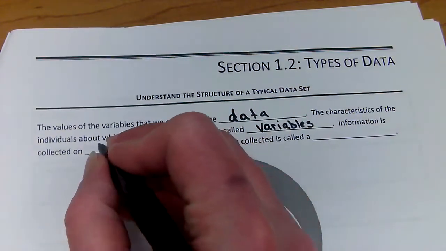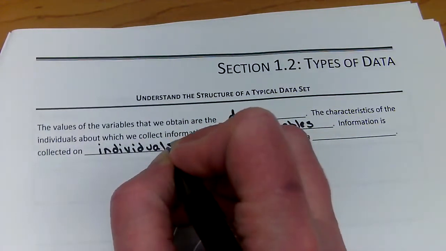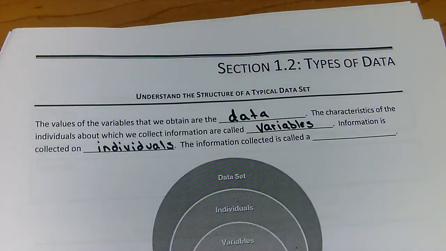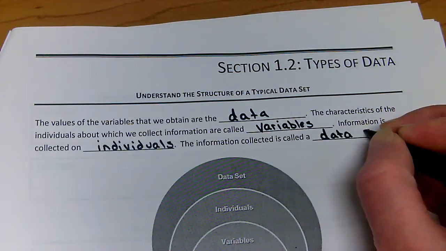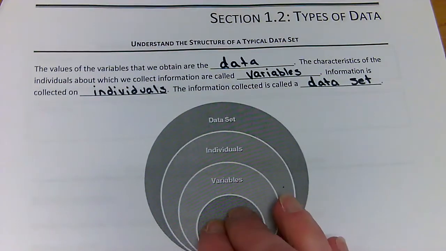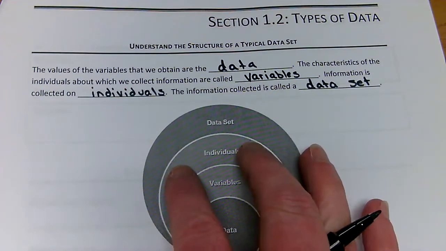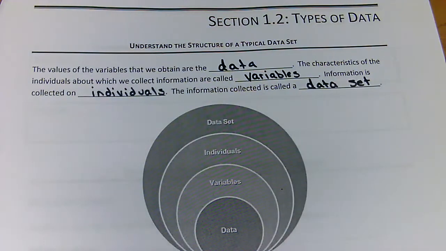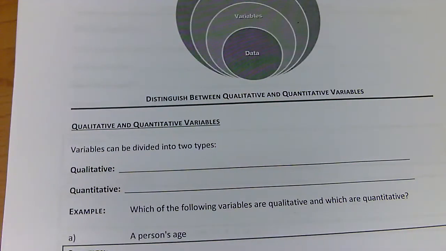Information is collected on individuals, whether it's individual people or individual cars or whatever we're collecting information on. Now, the total information collected is called a data set. So you can think about it this way. The data is the smallest part, which represents the variable, which represents the individuals, which make up the full data set. Now, our variables can either be qualitative or quantitative.